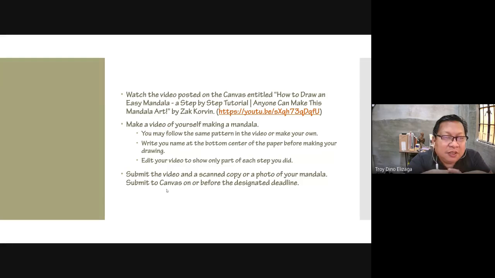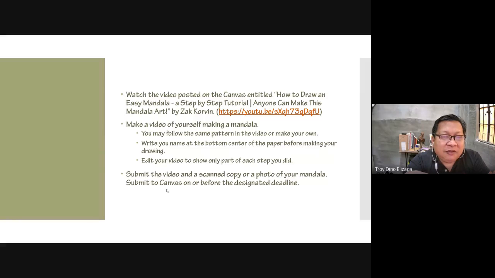So write your name at the bottom center of the paper before making your drawing. Don't write it after making your drawing, it's before making a drawing. So you start off with a clean slate of paper with your name at the bottom center, and then you start drawing.